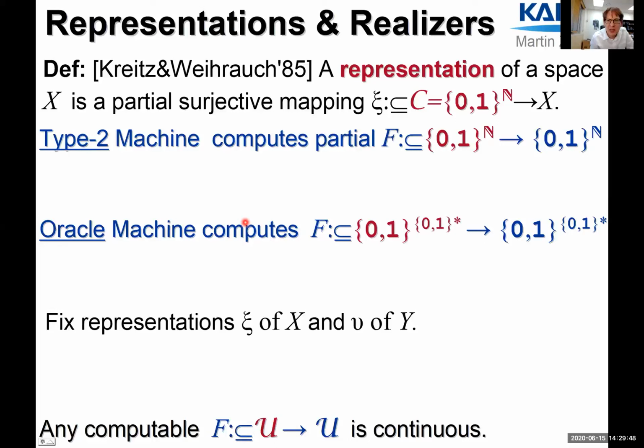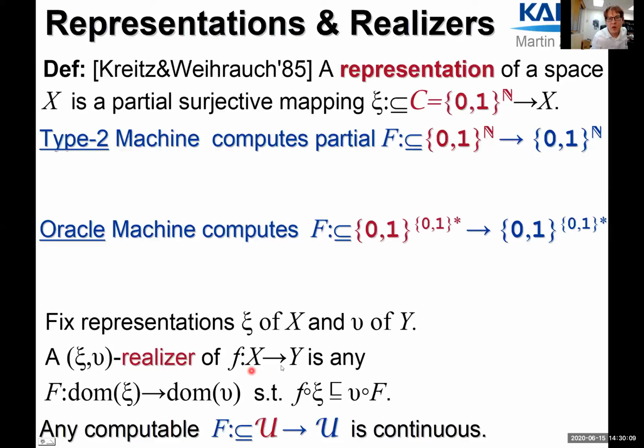And when we want to discuss computation of functions between spaces, that is defined in terms of transformations of codes of the elements. More precisely, let's consider two spaces X and Y, a representation xi of X and a representation upsilon of Y, and a function from X to Y. So that's the abstract space level. And we say that a realizer is any transformation on the basic space that translates names of arguments x into names of values f of x. Put differently, it's a mapping from the domain of the representation xi to the domain of the representation upsilon, such that the following property holds, where this symbol now denotes restriction. I will say something about that in just a minute.